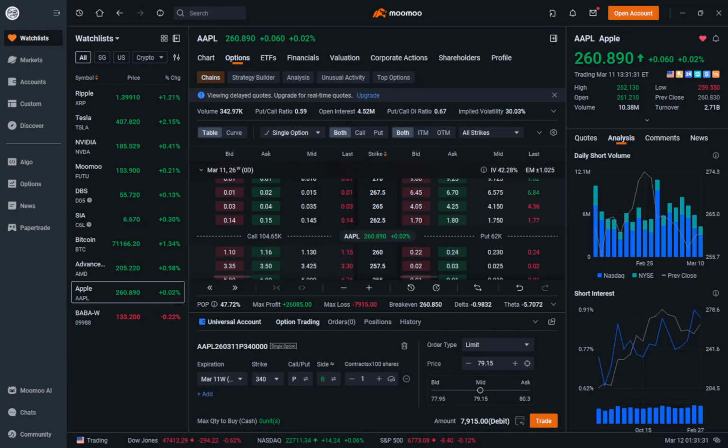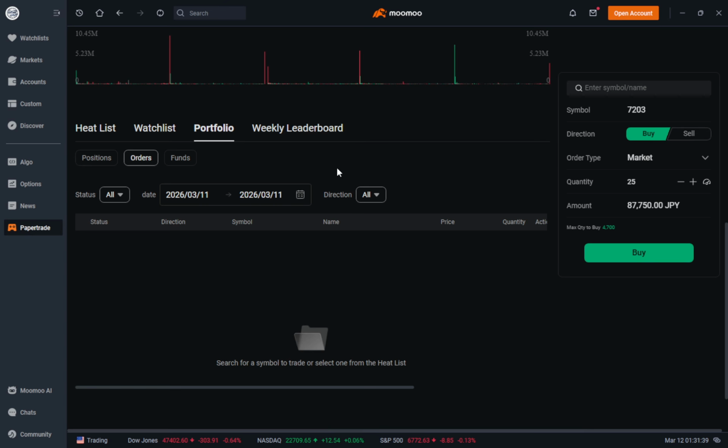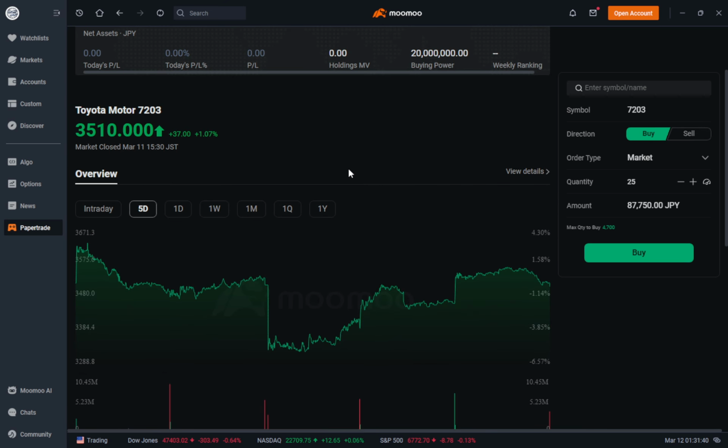In today's video, I'm going to teach you how to set up paper trading on Moomoo. Paper trading lets you practice with virtual money while seeing real market data, so you can learn the platform and test ideas without risking actual funds. It's a great way to build confidence before placing your first live trade.